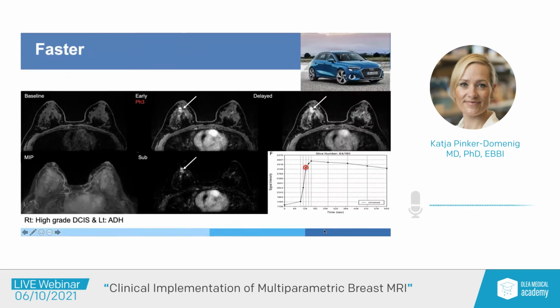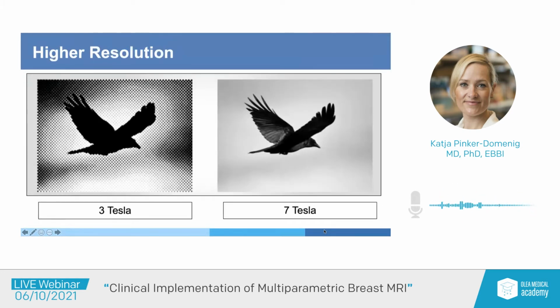So these are ways where, by faster scanning, you can already improve your sensitivity and specificity. This was a patient where we had a baseline scan, and she had, on both sides, those areas which were in prior scans sort of hidden in her BPE, but they enhanced very early, and that prompted us to do a biopsy, which was on the right side a high-grade DCIS, and on the left side at least a high-risk lesion.